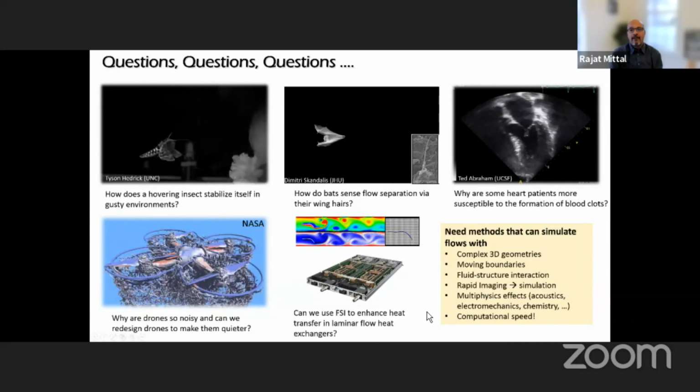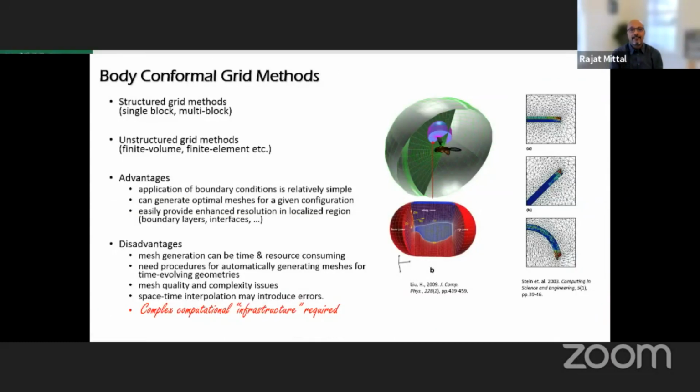So the conventional way of simulating this, at least 20 years ago, used to be by using body conformal grid methods. And these are either structured grid methods, which are single block or multi-block, or they could be unstructured grid methods. I'm showing you here examples from some of the work that's been done on moving boundaries, insect flight, etc., using these body conformal grids. And as any practitioner of CFD will know, body conformal grids means you form grids that conform to the shape of the boundary. And this methodology has a lot of advantages.